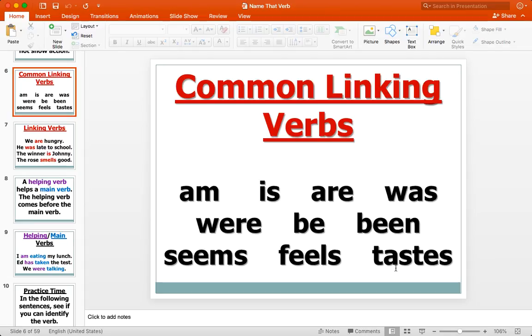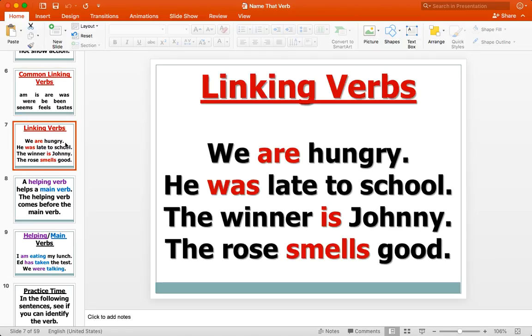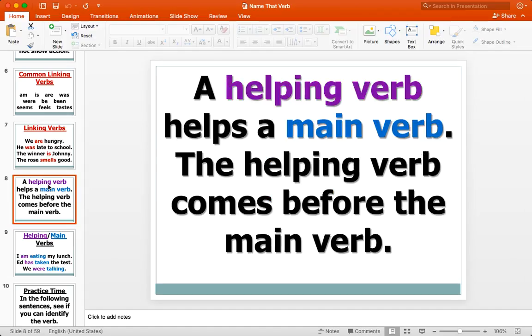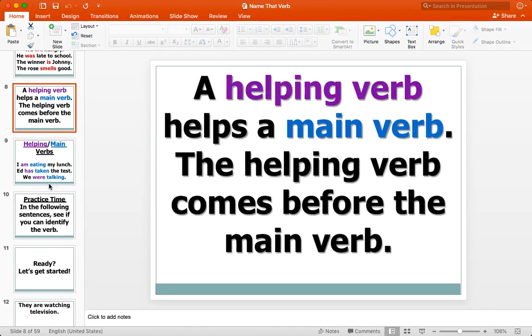So sometimes it's hard to identify them as a verb because we're so used to looking for the action word as the verb. But a linking verb is very important because if we did not put it in the sentence, it would not make sense. So if we just said, we hungry, that doesn't make sense. We don't talk like that. So you have to use a linking verb to say, we are hungry. He was late to school. The winner is Johnny, and the rose smells good. Okay?